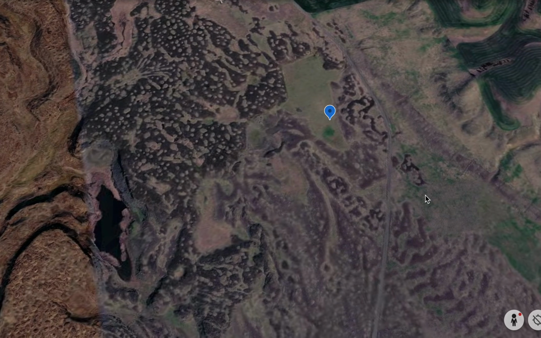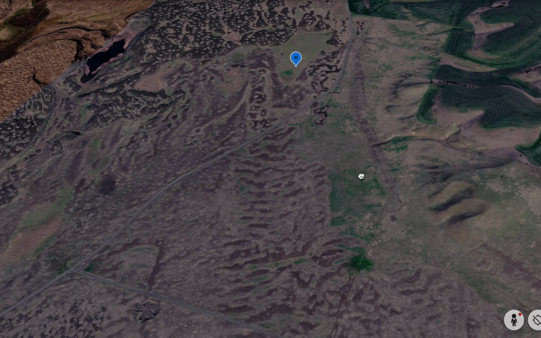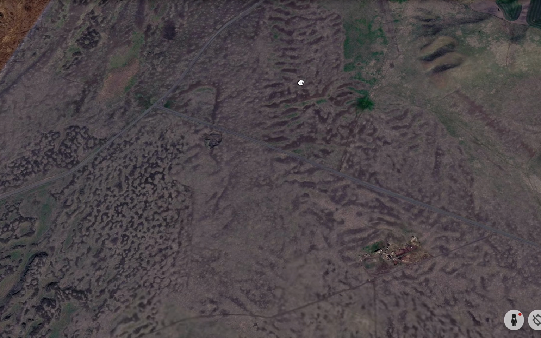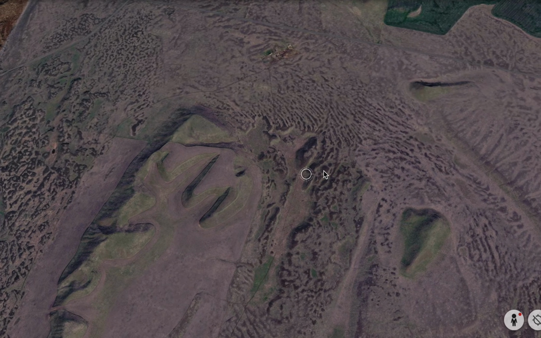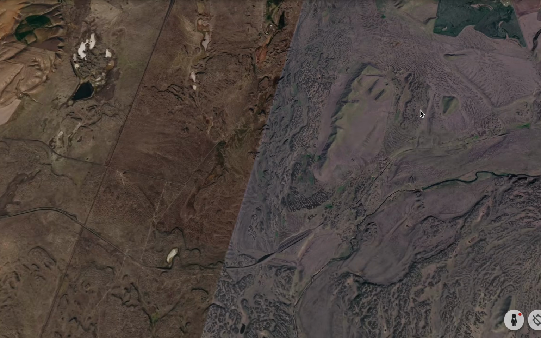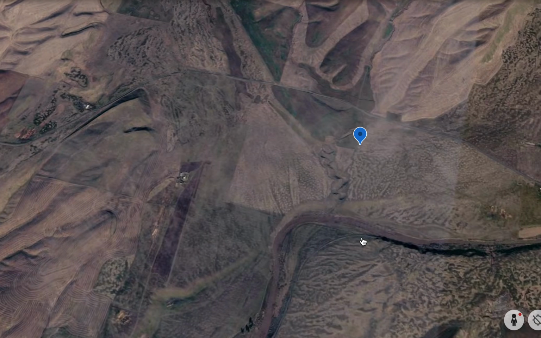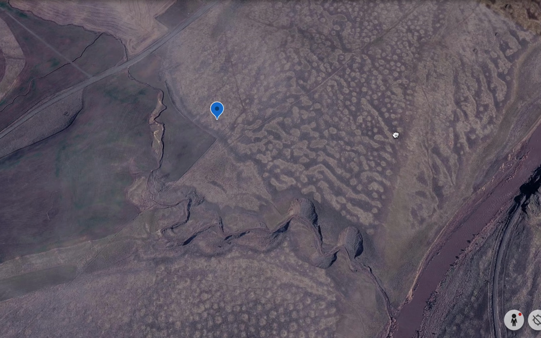Go over to a spot like this. We've got the bank edge right here. And we've got ripples right down the middle. And so let's just keep cruising around. Okay, now here we go.